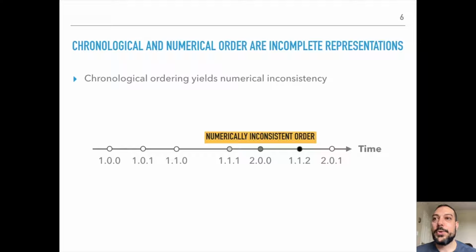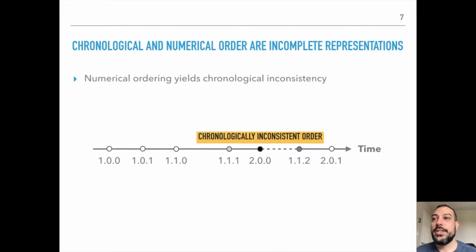However, it's not trivial to find the correct way to sort the client package's releases. If we assume that a chronological order of the releases is the correct order, then we get a numerical inconsistency between the releases. For example, in the sequence of releases in the figure, version 1.1.2 comes after version 2.0.0. Considering a downgrade between this pair of releases doesn't make much sense.